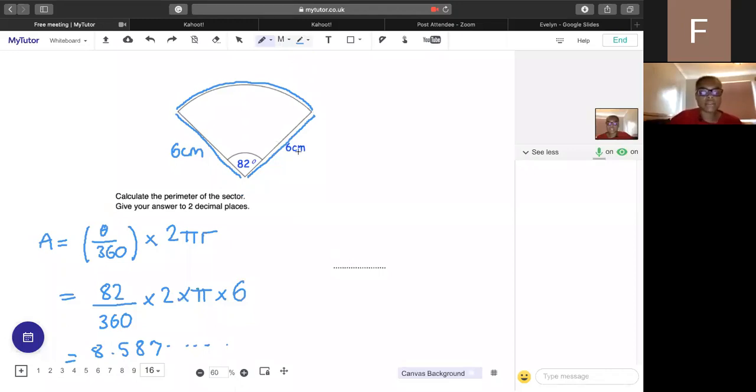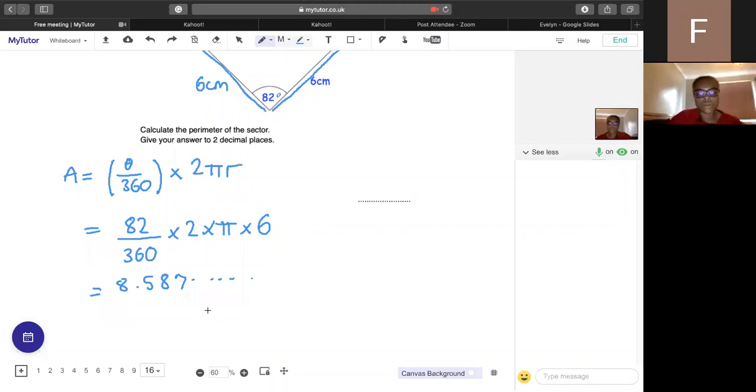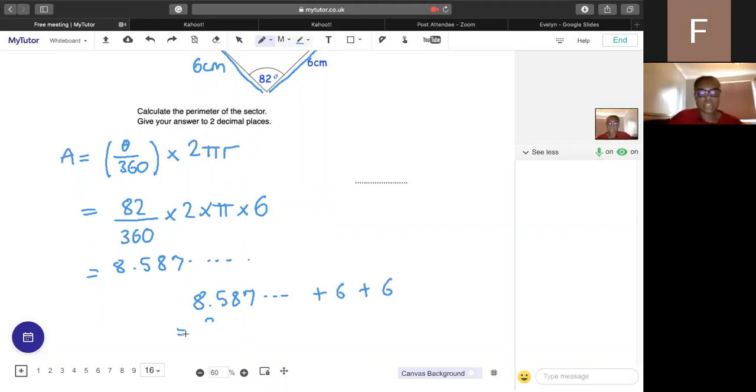So if I write this down here as well. We want to do 8.587, whatever you got in your calculator, plus 6, which gives you 20.587, and it goes on a little bit as well. So let me zoom out as well.